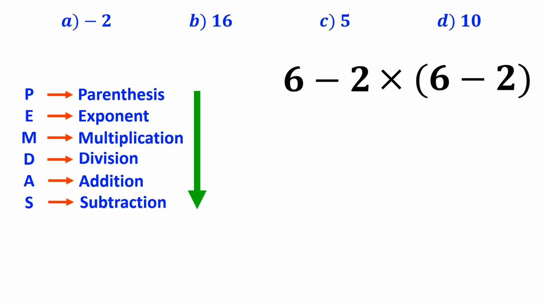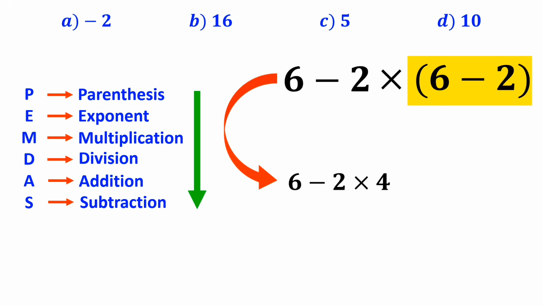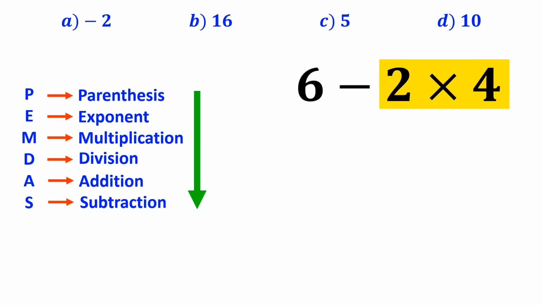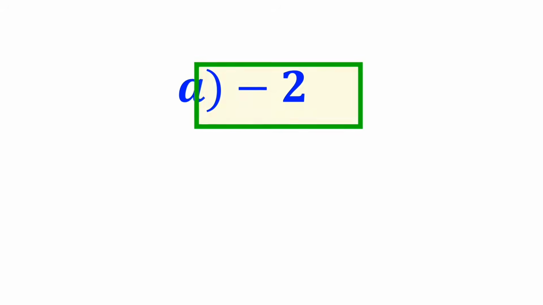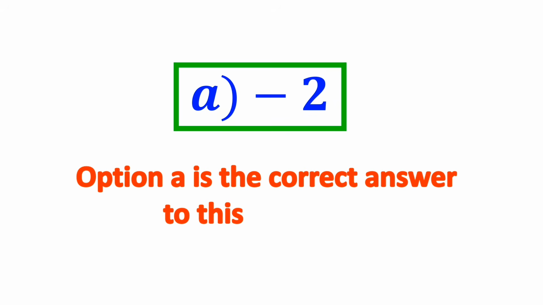So, according to this rule, we first go to the parenthesis. And this expression becomes 6 minus 2 times 4. In the next step, we go to multiplication because it has a higher priority than subtraction. So instead of this expression, we can write 6 minus 8, which finally gives us the answer -2. Therefore, option A is the correct answer to this question.